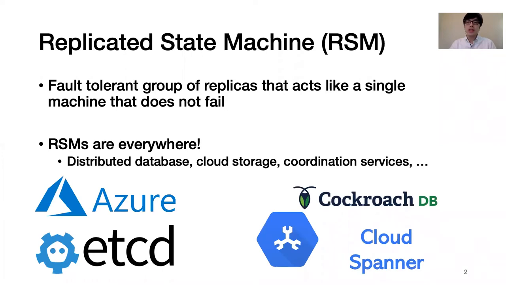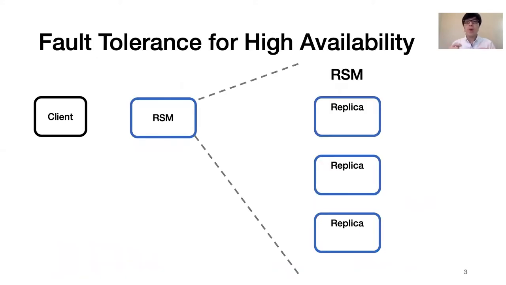Replicated state machines are everywhere. Their intuitive behavior and fault tolerance make them a common component in building systems at all scales. For instance, they are an important piece of distributed databases, cloud storage systems, and coordination services. One reason RSMs are so widely used is that their fault tolerance enables building highly available services.